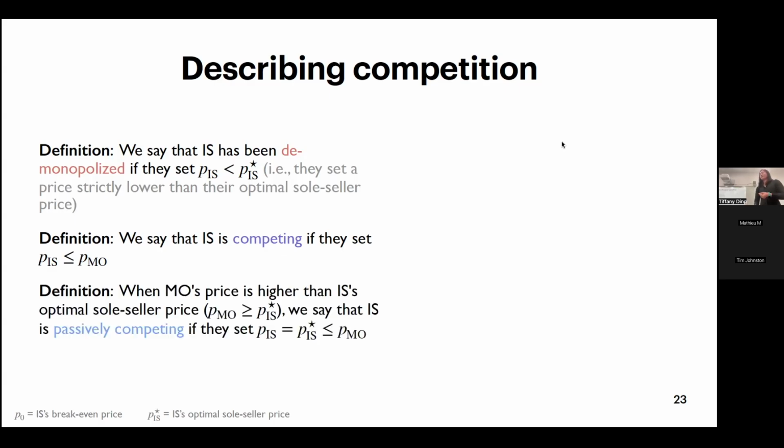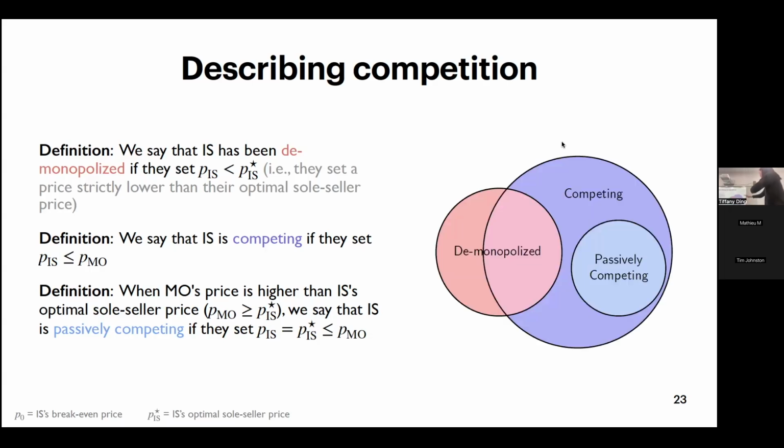And when the marketplace operator has set a price that's higher than the independent seller's optimal sole seller price, we say that the independent seller is passively competing if they just set their optimal sole seller price. So I say passively competing because they are competing because they've set a price that's lower than the marketplace operator's, but it's passive in the sense that their behavior hasn't been changed by the entry of the marketplace operator.